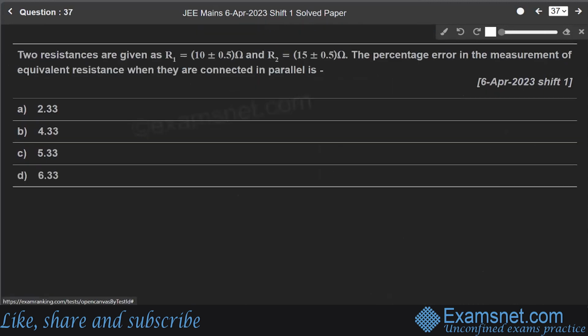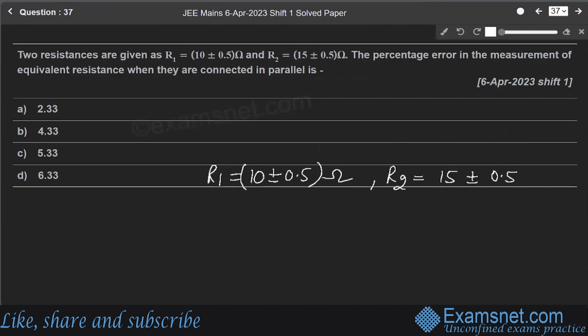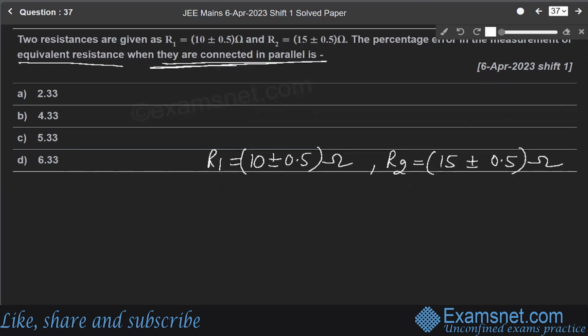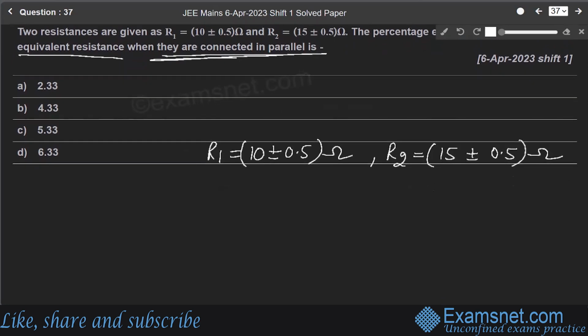So moving to our next question, question number 37. Two resistances are given, R1 is equal to 10 plus minus 0.5 ohm and R2 is given as 15 plus minus 0.5 ohm. We have to find the percentage error in measurement of the equivalent resistance when they are connected in parallel. So using the formula, 1 over R is equal to 1 over R1 plus 1 over R2.